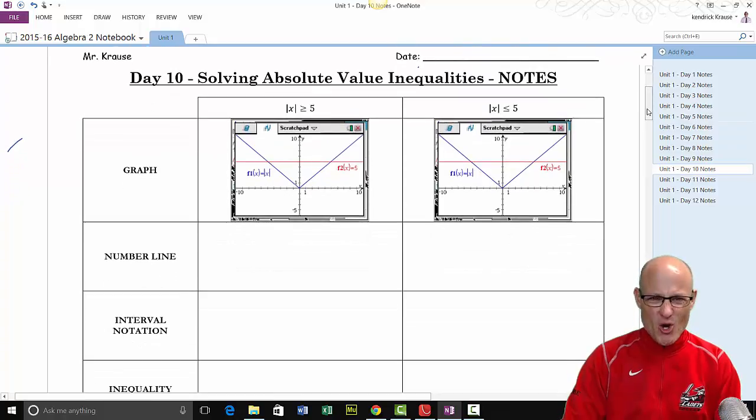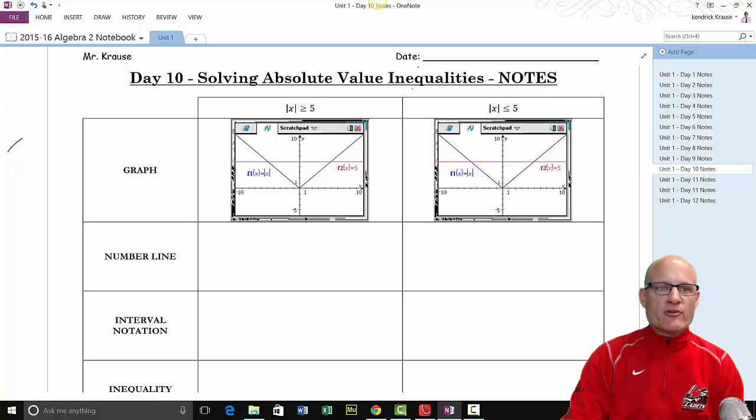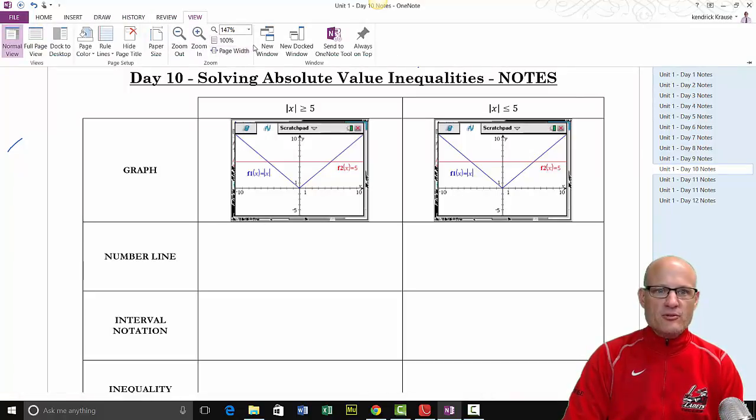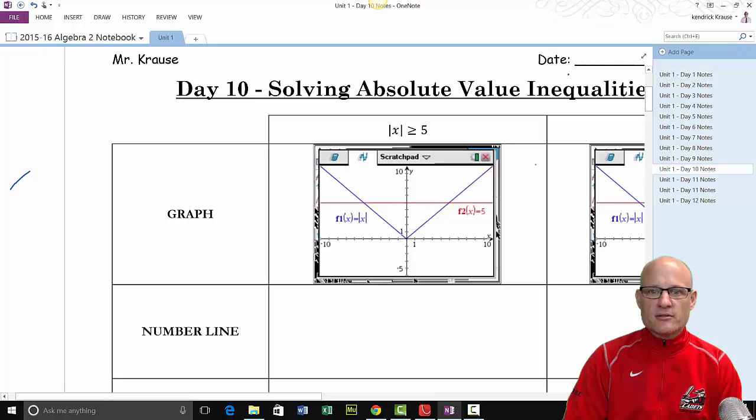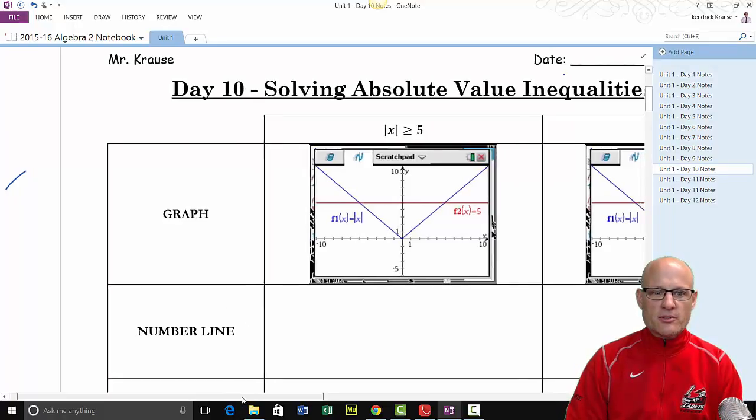Okay. So, the absolute value of x is greater than 5. So, let's take a look. Maybe I can blow this up a little bit. Let me see if I can go to View, 200%, and move that over. Oh, I know what I can do. Slide it over. All right, here we go.